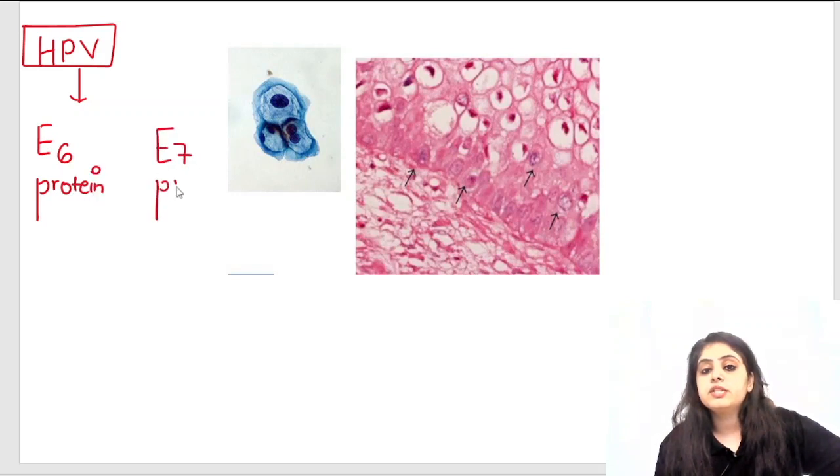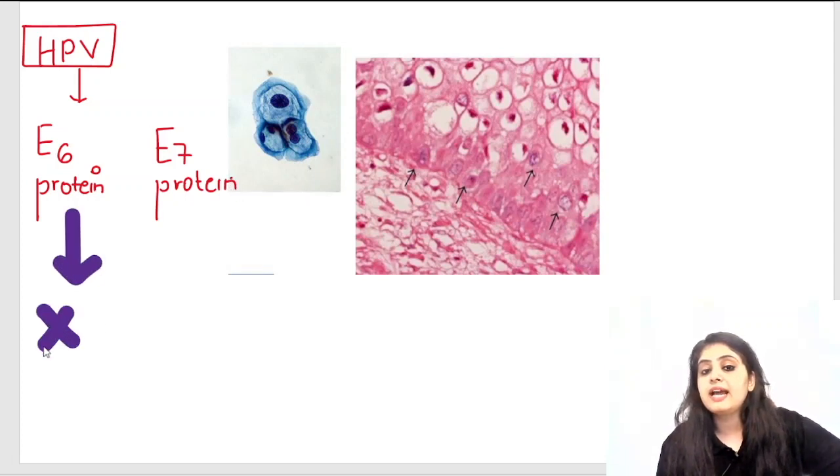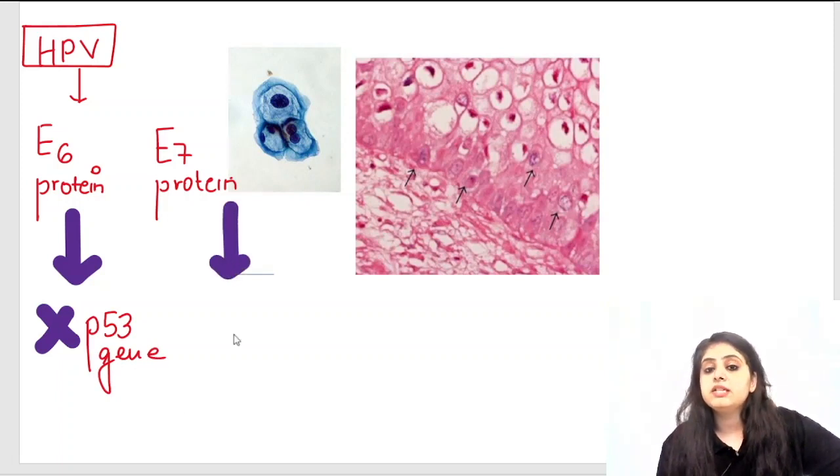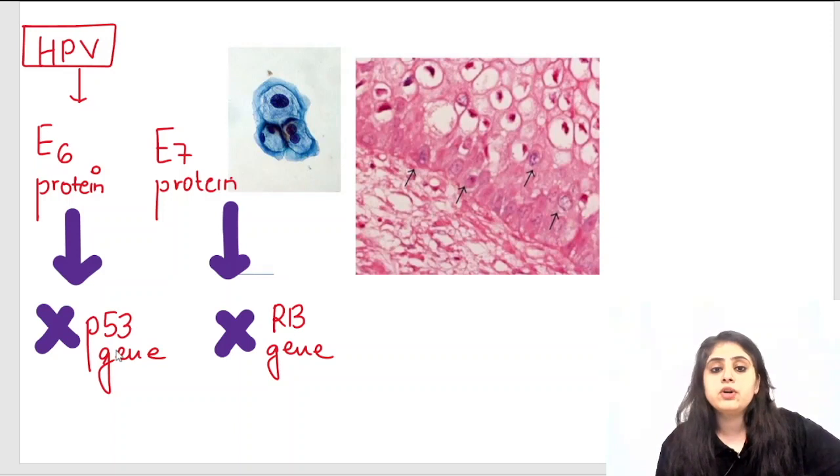The E6 protein and the E7 protein, and please remember the E6 protein is going to go and inactivate the policeman. Who's the policeman of the genome? The P53 gene is going to be inactivated, whereas the E7 protein is going to go and inactivate whom? The RB gene. So do you know their other names? These are 2 very, very important genes of our body. P53 gene is what? P53 gene is said to be the policeman of our genome.